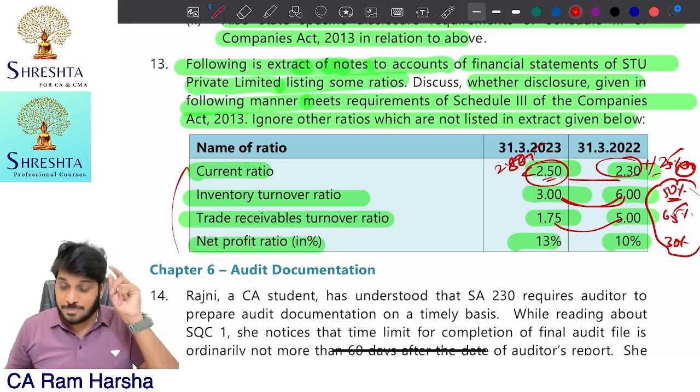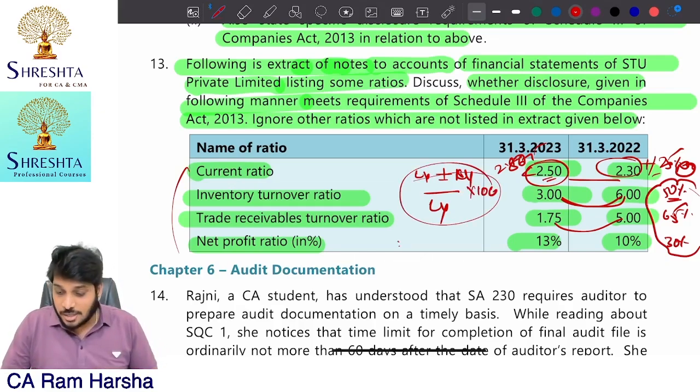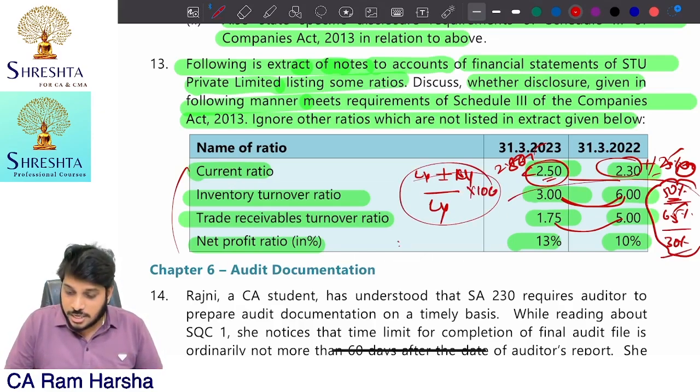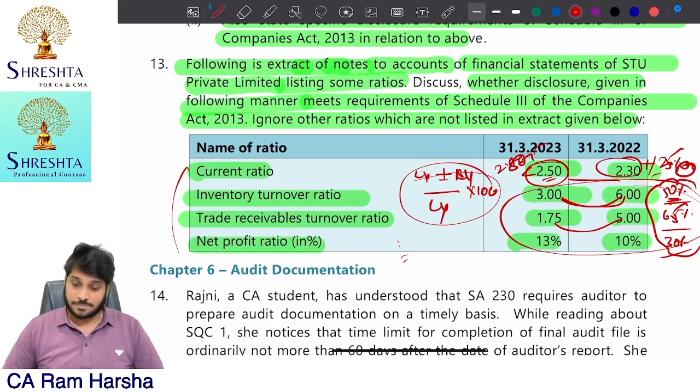More than 25%. How do you calculate percentage? Last year plus or minus current year divided by last year, multiplied by 100. This is the formula to calculate the change. So I calculated, and these three ratios have changed by more than 25%. So the company has to give details, information of the reason behind this change. Here the company did not disclose. You need to mention that.